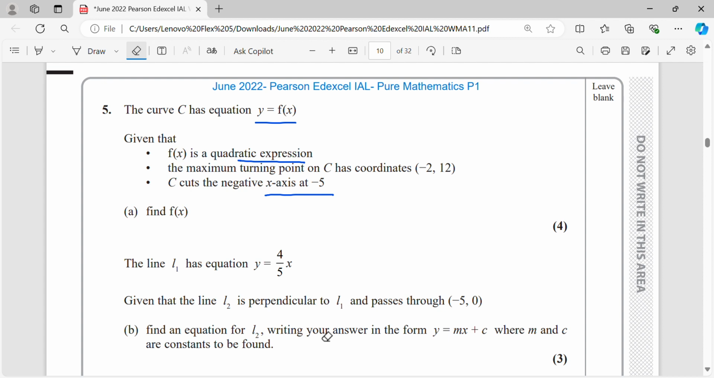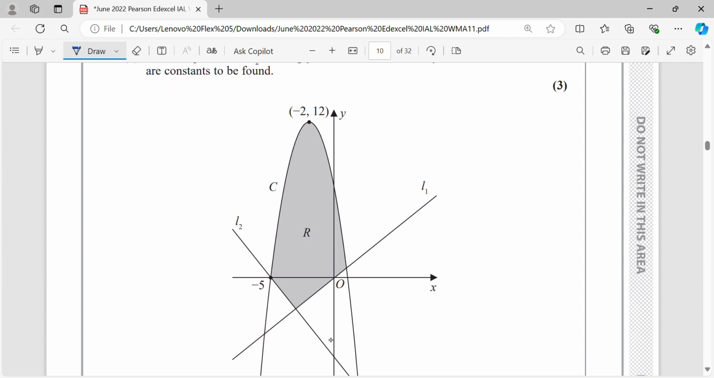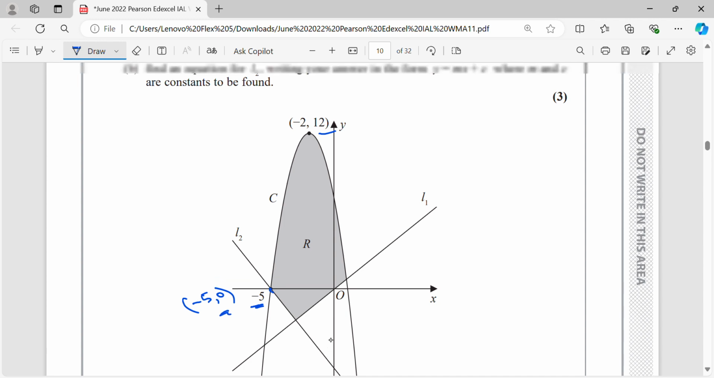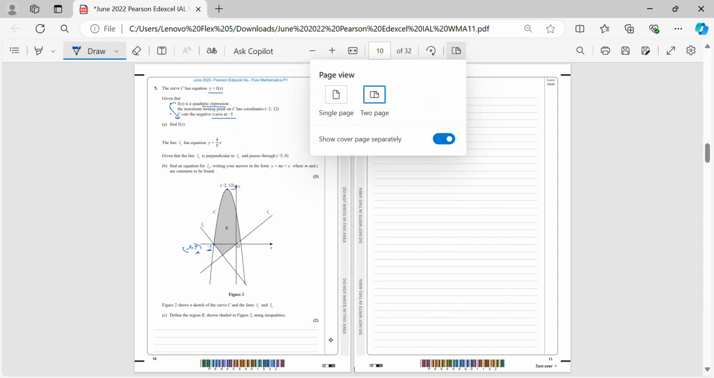So we need to find the quadratic expression here because f of x is a quadratic expression. To find it, the turning point is given. Let's look at the curve. So this is the turning point, and the curve touches the x-axis at -5 and 0. So basically the curve passes through this point, (-5, 0). Alright, to form the quadratic expression, let's get another page to work out.